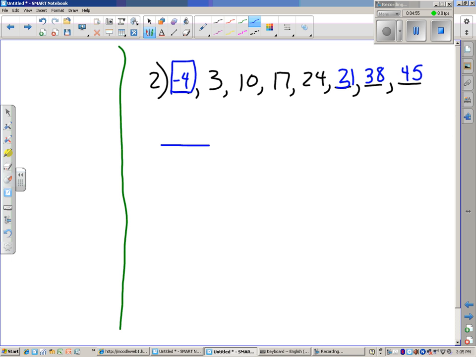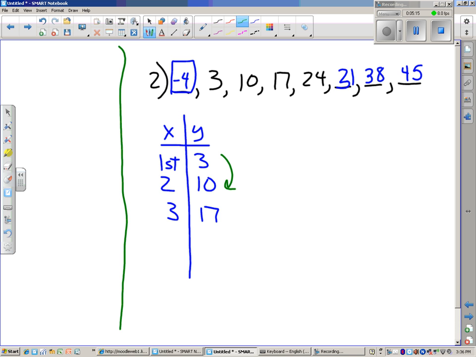Once again, if we made a table, what number is in the first position? 3. What number was in the second? 10. What number was in the third? 17. Okay, now we're going to write the equation. To get from 3 to 10, how much did the sequence go up by? It went up by 7 every time we changed the x value.